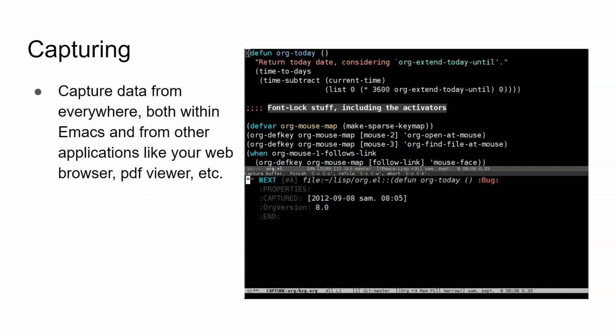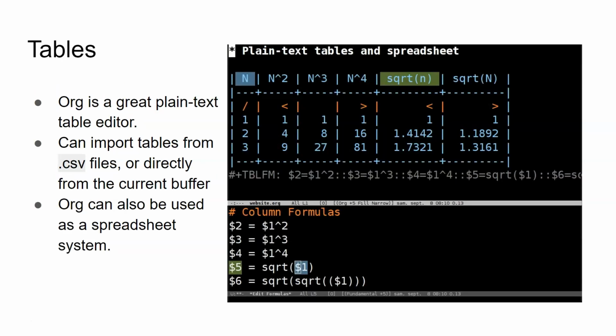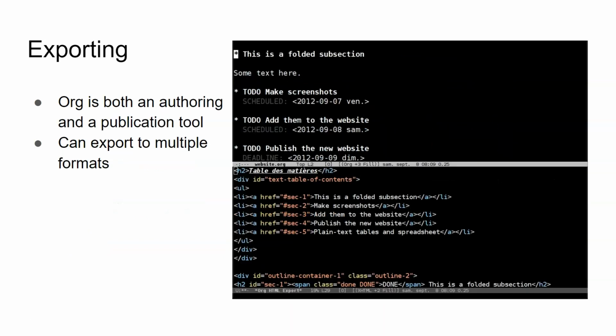You can capture data from everywhere for your org documents, both within Emacs and from other applications like your web browser, PDF viewer, etc. Org is a great plain text table editor. It can import tables from CSV files or directly from the current buffer within Emacs. Org can also be used as a spreadsheet system. Org is both an authoring and a publication tool, and can export to multiple formats, including HTML, text files, PDF, and so on.